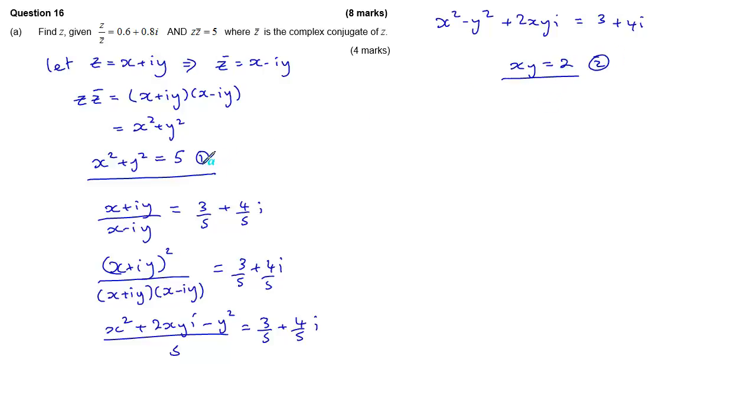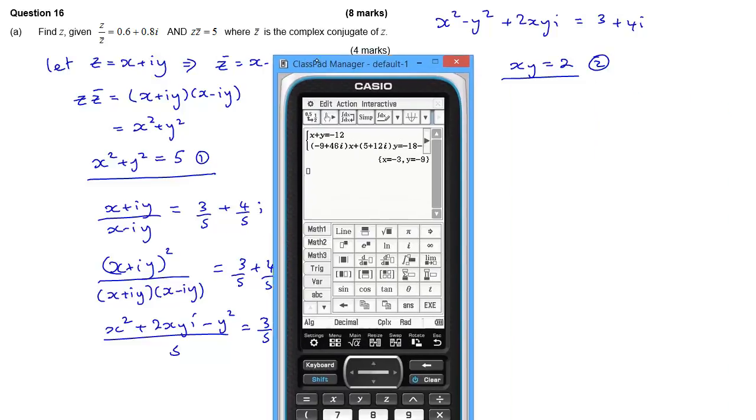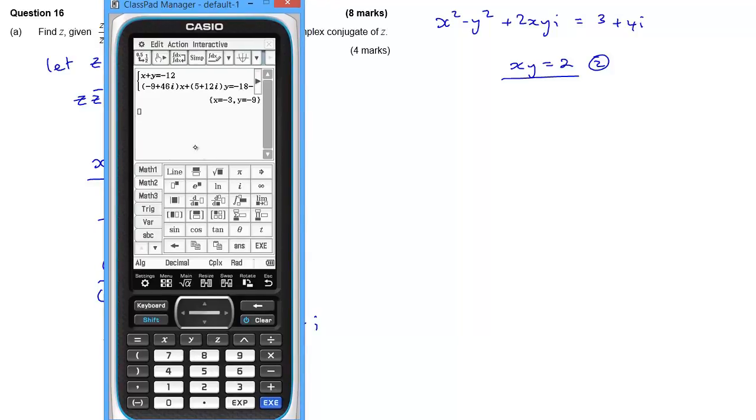So we could work with these. We could solve them using our simultaneous equation solver. They're not that difficult to solve without. But we've got the calculator, so why not use it? So this is what we want. And we have x squared add y squared is equal to 5. And then we have xy is equal to 2. And we're solving for x and y.